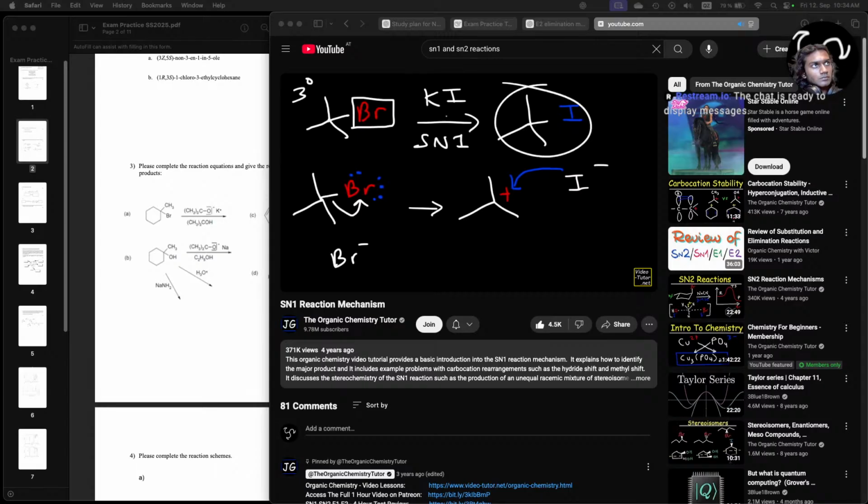And so that's the basic idea behind the SN1 reaction mechanism. It forms carbocation intermediates, which means that rearrangements can occur. In an SN2 reaction, there are no carbocation rearrangements.